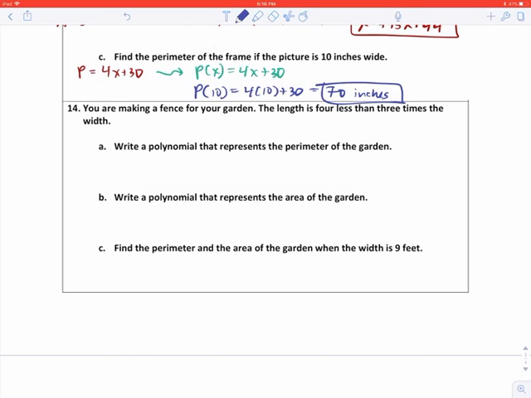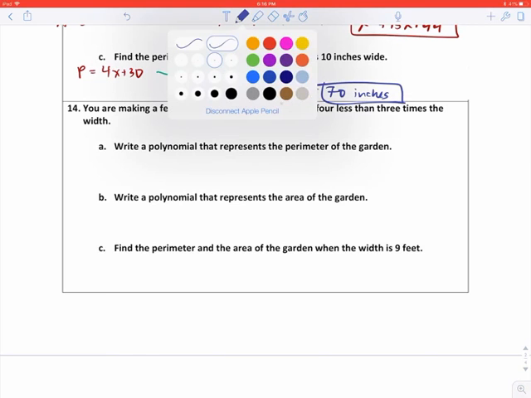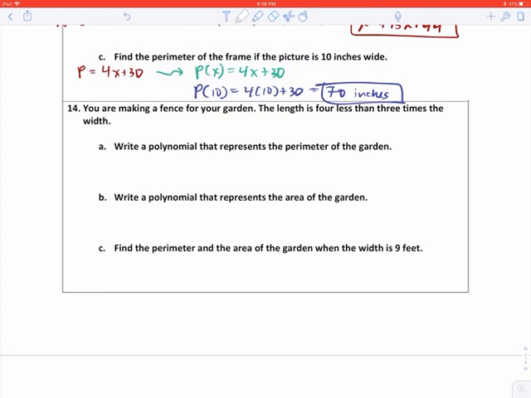Let's check out 14. 14 is another problem that would help to draw the picture before we begin. So let me kind of just erase this to make a little bit more room.